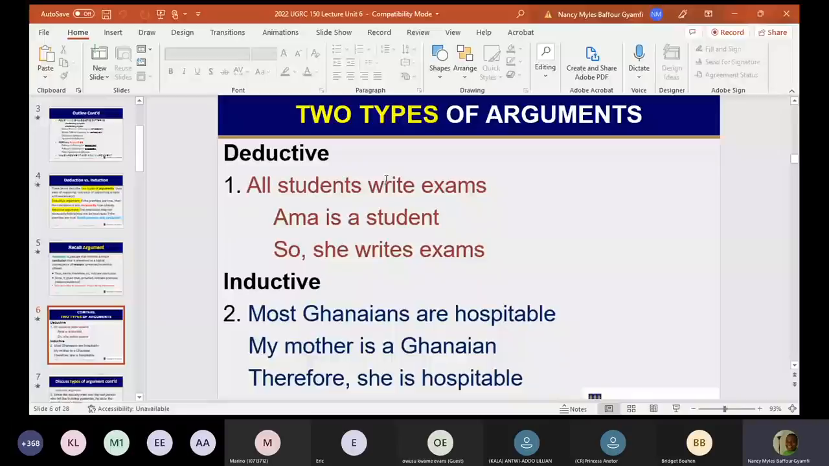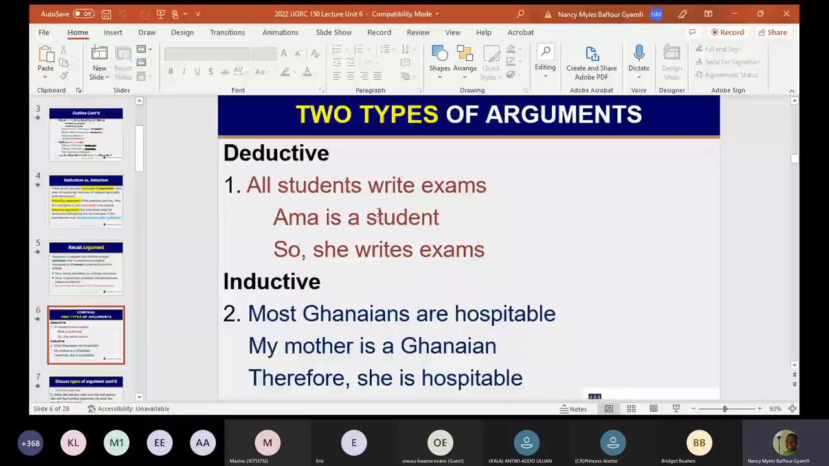Now, that's premise one. What happened in the second premise that is making us say that this reasoning is valid? Look at what happened. When we said all students write exams, the next premise did what? It said Amma is a student. We already said the student is our antecedent. What happens first before something else will follow it? All students write exams. So Amma is a student. Okay, we are establishing the antecedent. We are affirming what the antecedent said. We are restating what the antecedent said.